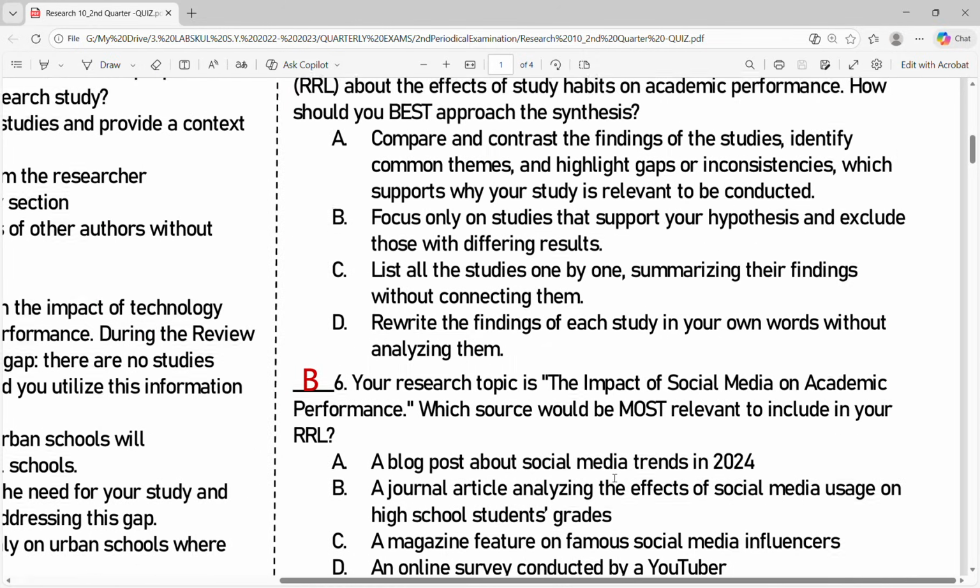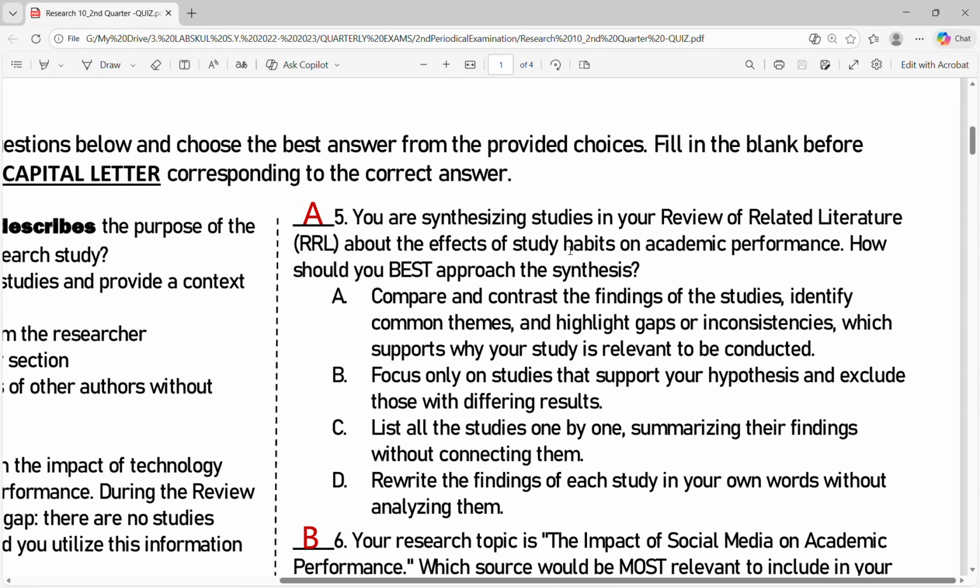Next, number 5. You are synthesizing studies in your review of related literature about the effects of study habits on academic performance. How should you best approach this synthesis? So the question asks you, how are you going to approach the synthesis? So the best answer here is letter A. You compare and contrast the findings of the studies. So you look through it to see where they are similar.